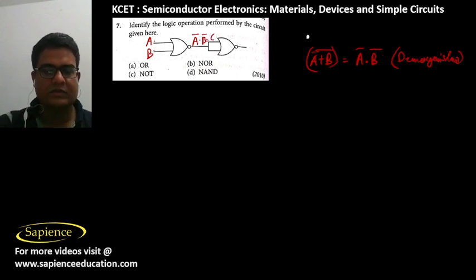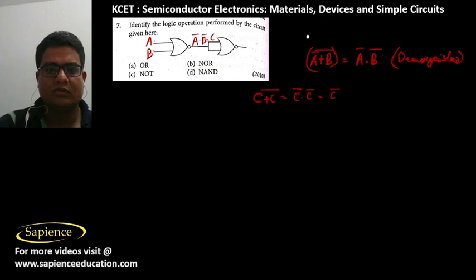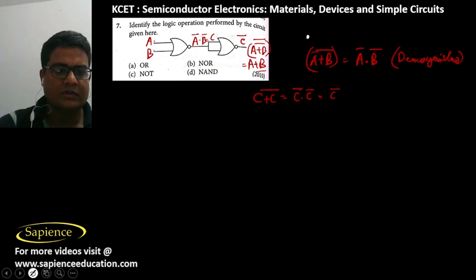So if this is equal to C, suppose C or C whole not, C naught and C naught, so that is equal to C naught. You have to find, so the output is C naught actually, so this is A or B whole not and its whole not again, that is A or B. So this whole logic operation is nothing but the OR gate. So option A is the correct answer.